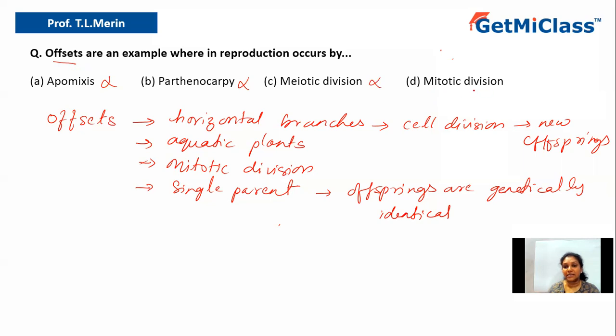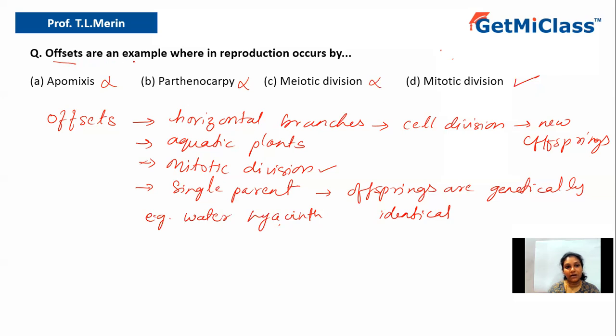Yes, the cells in case of offsets undergo mitotic division, which I have already mentioned, that there is cell division and that is mitotic division. And hence option D is the right answer. So what is an example for offset? If you want to see, that is water hyacinth. This is a type of aquatic plant where you can see offsets which will give rise to new offspring.